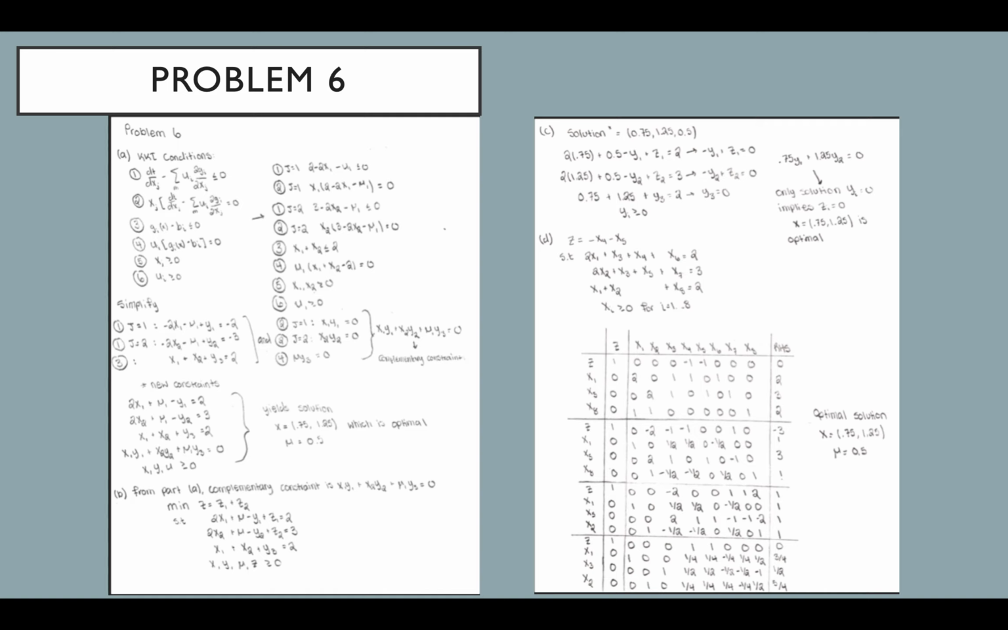Now in part C, we show the solution derived in part A is optimal for z is equal to 0. We plug in our optimal solution in the equation. Simplifying yields 0.75 y1 plus 1.25 y2 equal to 0. And the only solution is y of i is equal to 0, which implies z of i is also 0, proving that our initial solution is indeed optimal. And y of i and z of i, of course, correspond to the variables y and z.